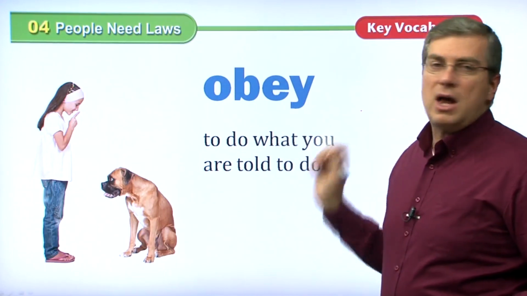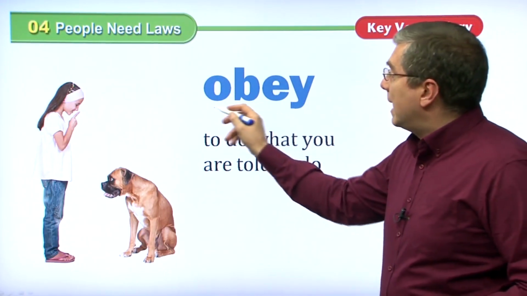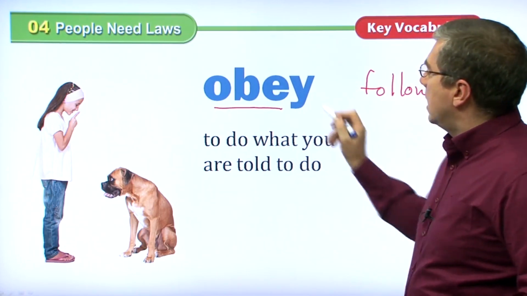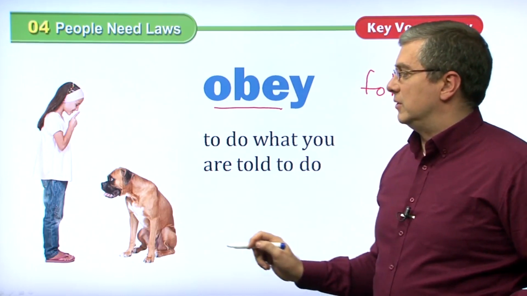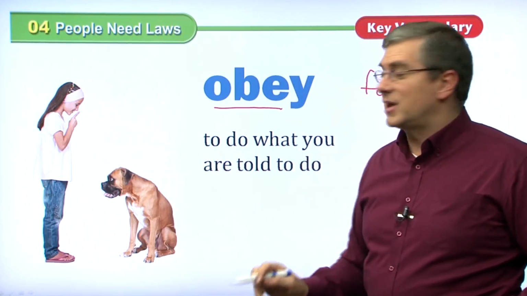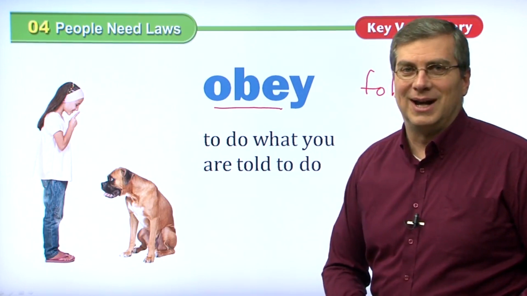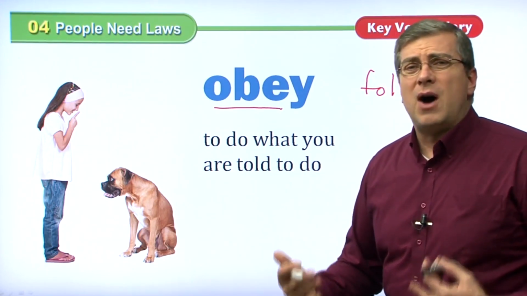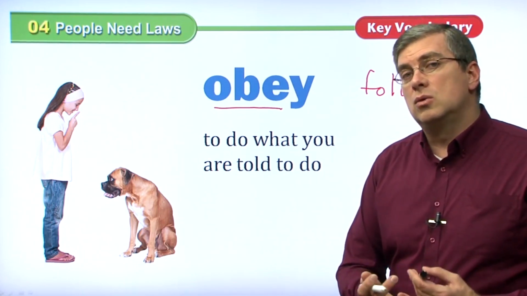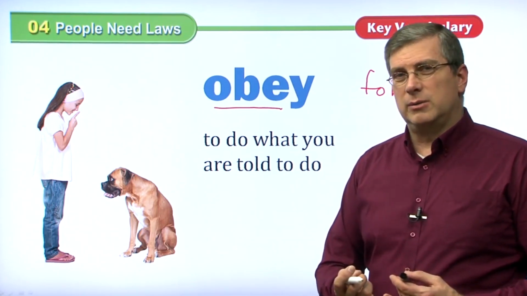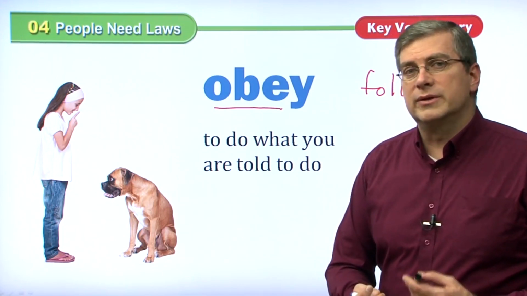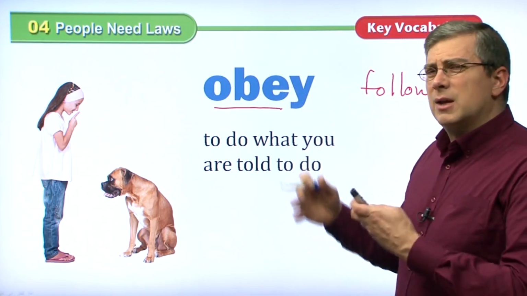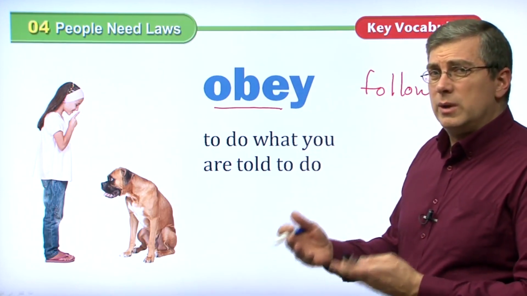Now, I just said you must follow or obey those rules. Obey, another word that is very similar to that, is follow, right? Obey means to do what you are told to do. So if this girl tells the dog to do something, that dog should obey her, right? Of course, we're not dogs, we're human beings, but we can also follow or obey the laws and the rules of our community, the laws of our community. We should follow or obey the rules of our school and our families.